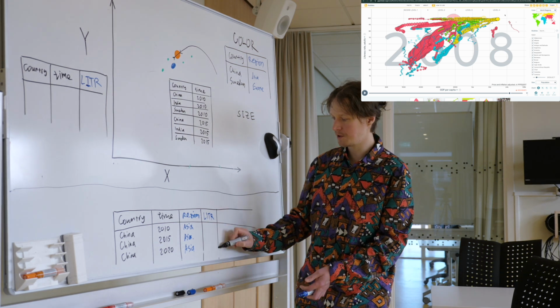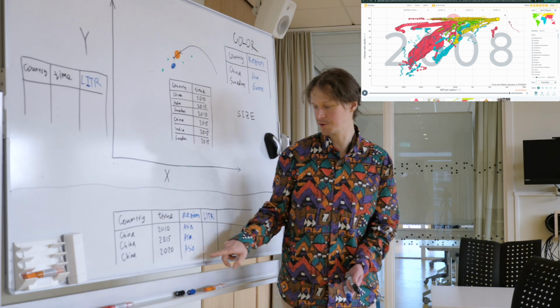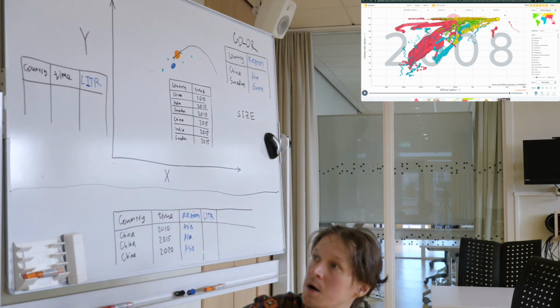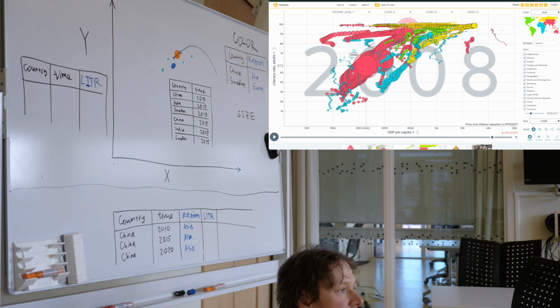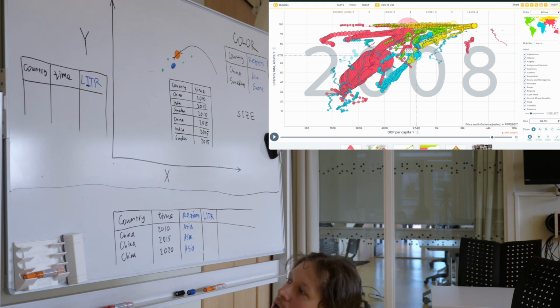So literacy rate over there will depend on country time, and we'll have different numbers for, well, this was China. I removed the labels, but you get the point. This is China, and it has different literacy rates for different years. And then there are other countries.